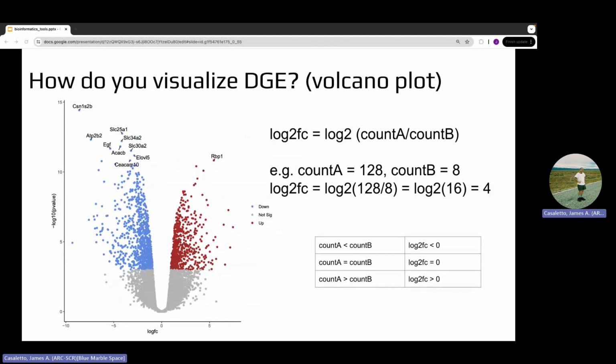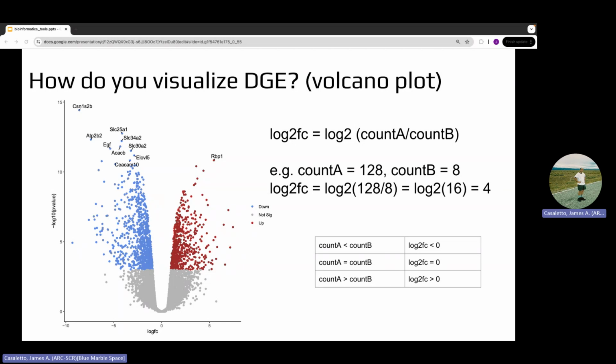How do you visualize differential gene expression? The most intuitive way to visualize differential gene expression is to create what is called a volcano plot. A volcano plot, so named because it looks like an erupting volcano, has two axes. The horizontal axis represents fold change in log scale, and the vertical axis represents the p-value in negative log scale.